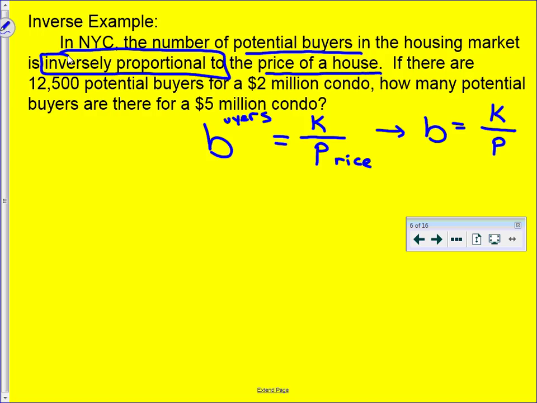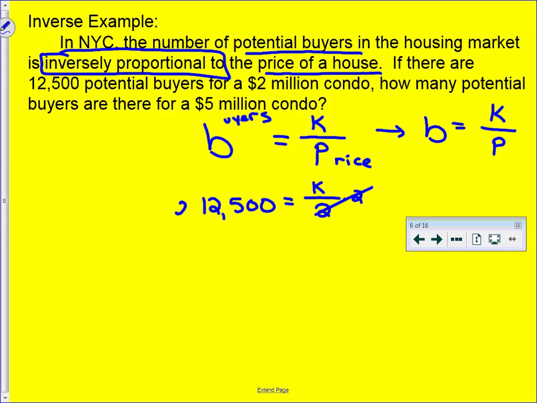We need to solve for that K value. We know how many buyers there are: 12,500 buyers that could afford in this market a $2 million house. You have some options on how you want to write 2 million. You can write out all the zeros after that if you so choose. I'm going to just write the 2, and you'll see what that means for our final answer as we go through. Okay, so now I'm solving for my k.